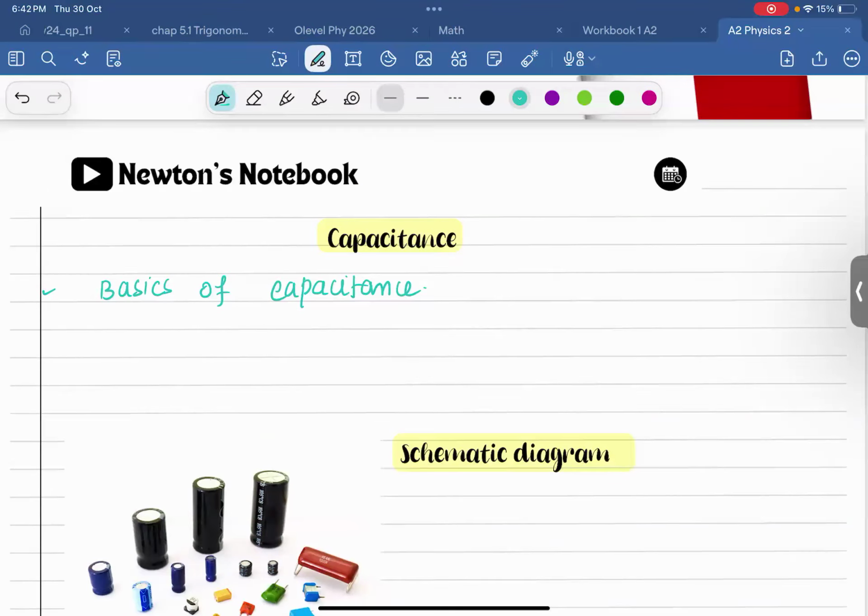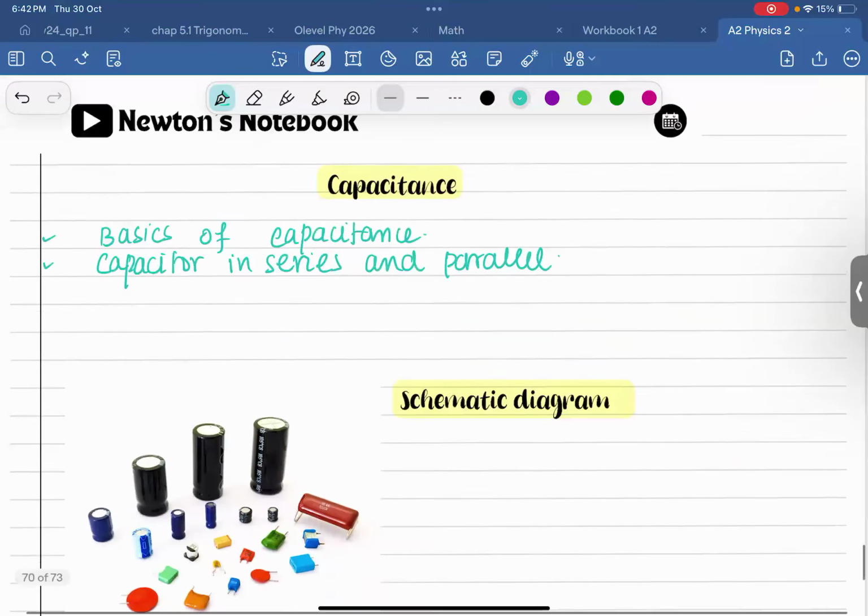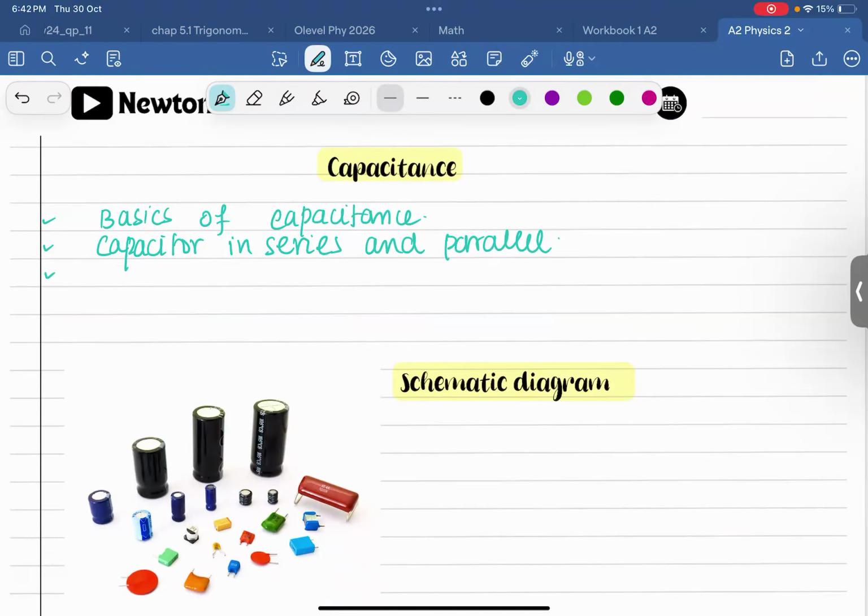Okay, and then we have to discuss capacitors in series and parallel, and then we have to discuss the charging and discharging of capacitors.